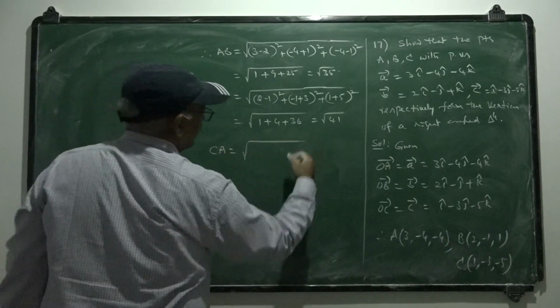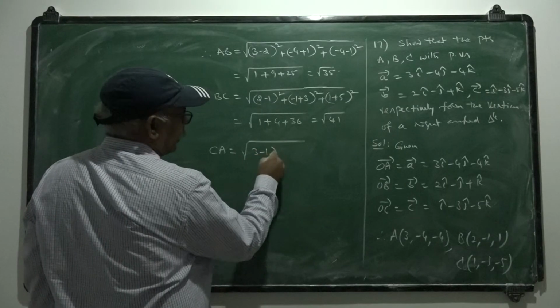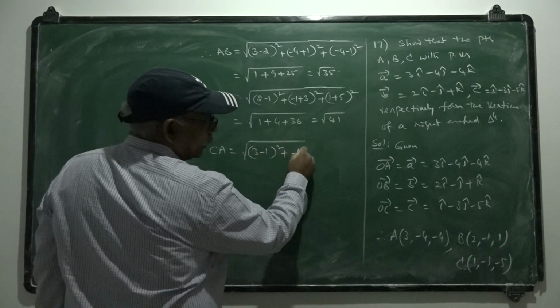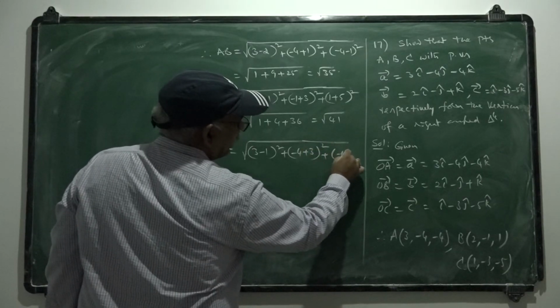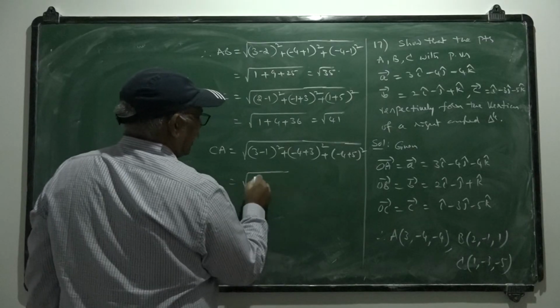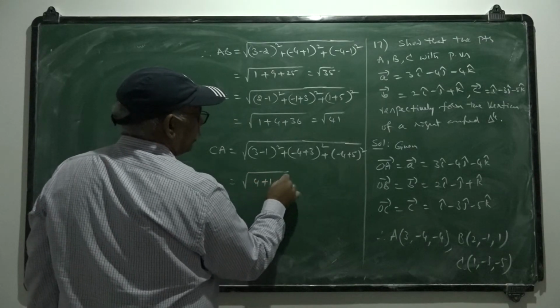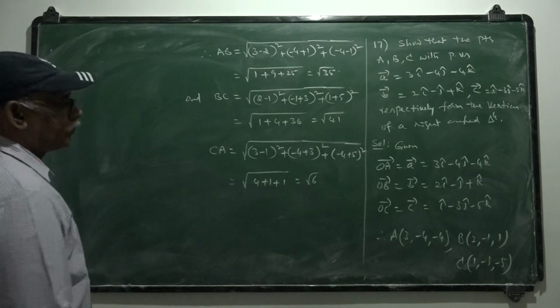CA, the distance between C and A, is (3 minus 1) whole square, (4 plus 3) whole square, (4 plus 5) whole square. That is 4 here, 1 plus 1, root 6.